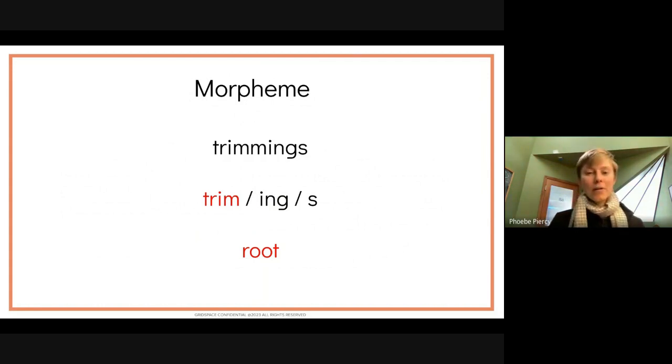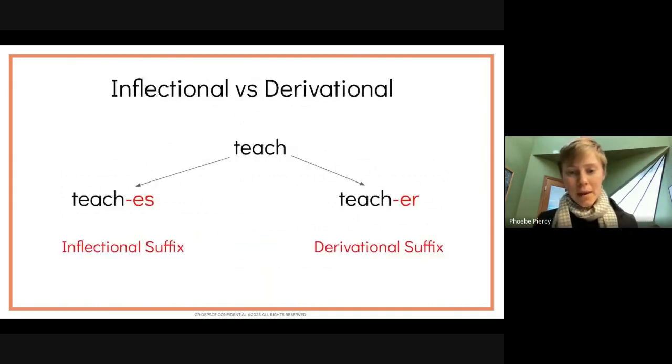We also build up our words with prefix, root, and suffix. So in this sense, trim is the root of the word. It encodes the actual meaning, whereas ing and s are more modifiers. So these are suffixes. They modify the word, but the root is trim. And actually, you get two different types of suffixes or prefixes, inflectional and derivational. So an inflectional one is a suffix that modifies the word in terms of tense, who's saying it, but the word is still the same type. So teach is a verb. Teaches is still a verb. You've just modified who is teaching, when they are teaching. So this is inflectional. It gives you more information, but it doesn't change the actual word itself.